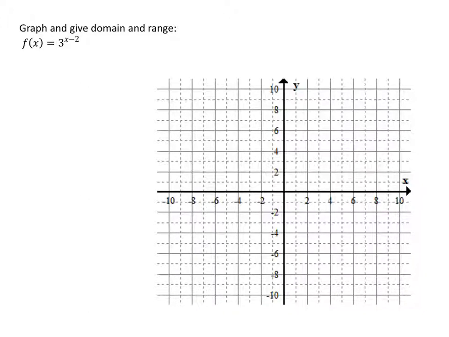This next one's a little bit interesting because it's 3 to the x minus 2 power. Well, again, I can start with what I know. I know when x is 0, y is 1. When x is 1, y is 3. When x is -1, y is 1/3. And I actually might start by plotting those points. But then I actually need x minus 2 to be the number that I'm actually looking for.